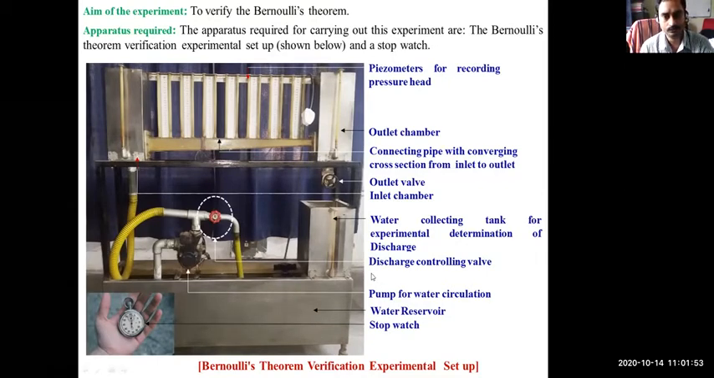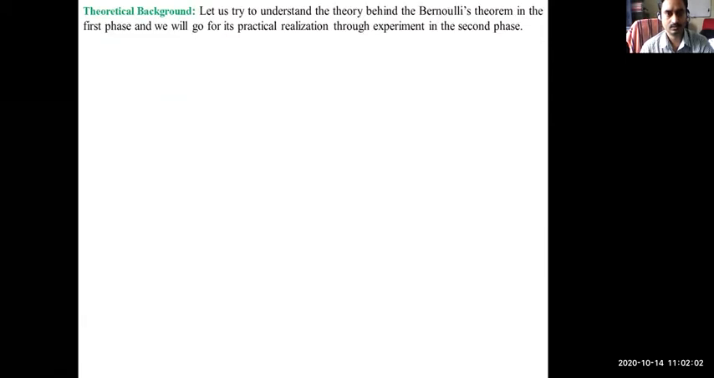Now coming to the next slide. Okay. Yes. Theoretical background. As we are going to verify Bernoulli's theorem, I expect you might have already been introduced to it. I will just give a brief explanation of this theorem and how it has been derived, a brief theoretical aspect, so that you can have a clear verification with the practical in the next part of the slide. So this slide is devoted to the theoretical background of Bernoulli's theorem.